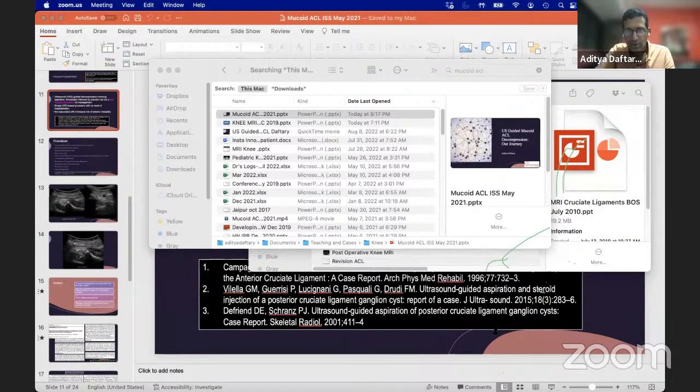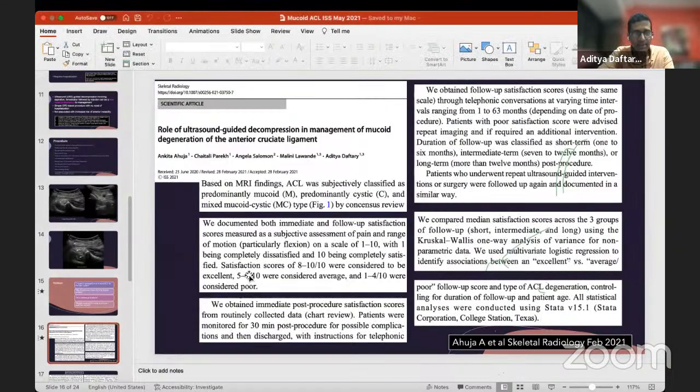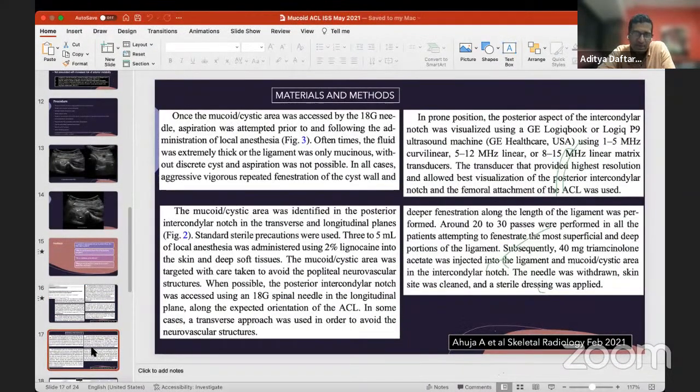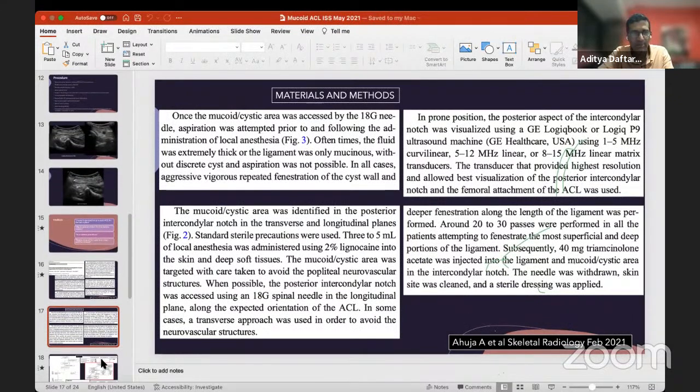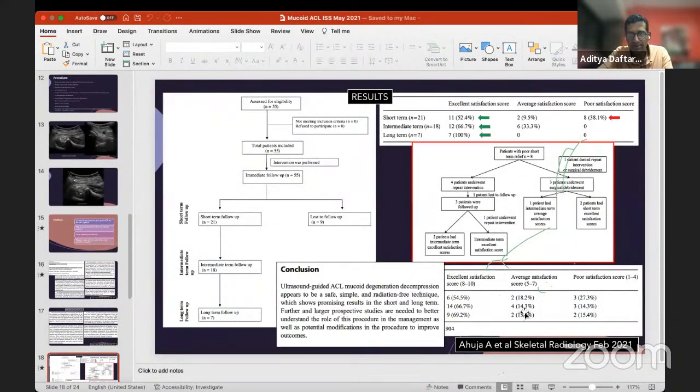Recurrence rate after aspiration, we have actually published this data. This is our paper where we did ultrasound guided aspiration. We've generally had a relatively low recurrence rate. I think about 70% of people don't come back to us when we've done this. So we've had pretty decent outcomes for most of these people.